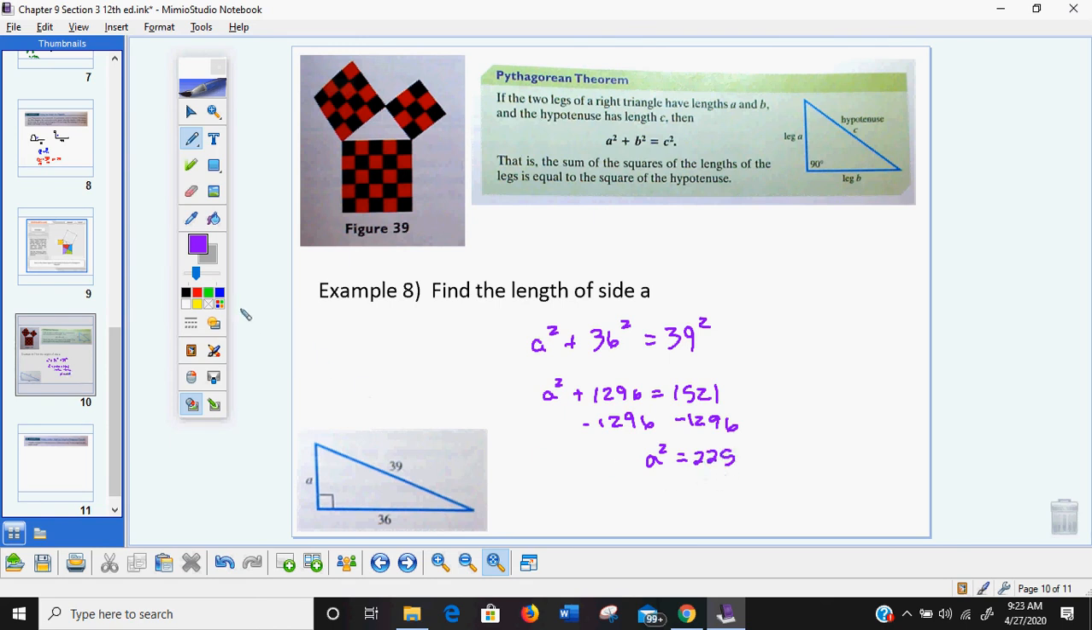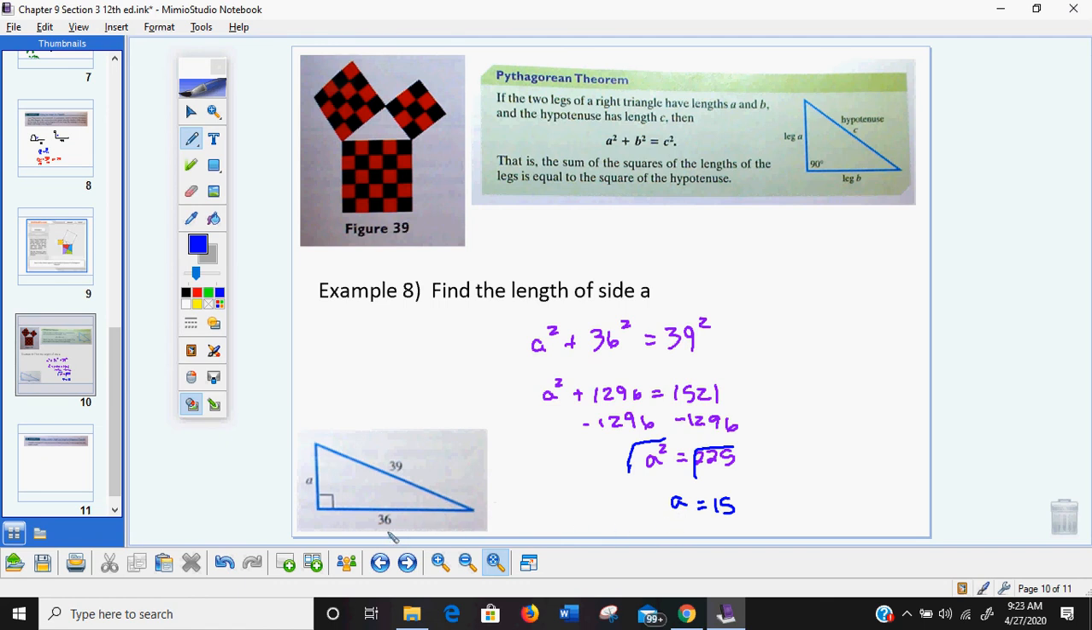Now don't forget, you have to take the square root. We don't want A squared, we want A. So you take the square root of both sides, and A is equal to 15. Always double check and make sure it makes sense. Your answer should be smaller than 39. Okay, it has to be shorter than the hypotenuse. It is smaller than 39.